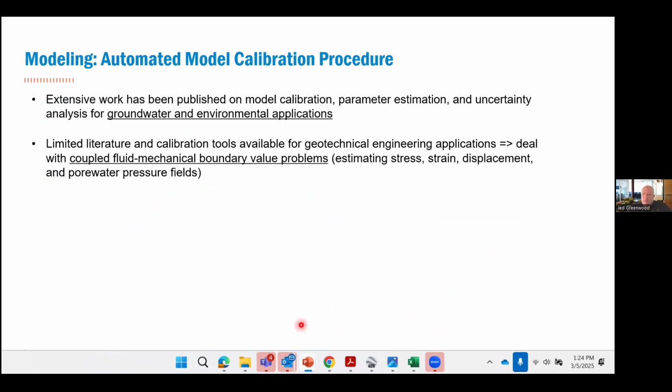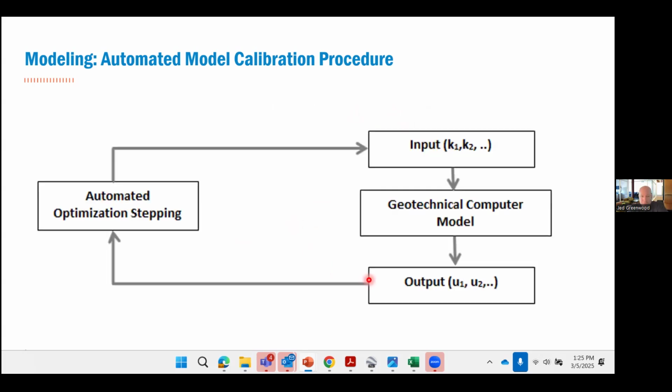And I want to talk briefly about the automated model calibration procedure that we used here. There's a lot of research that's been done and published on model calibration, parameter estimation, primarily for groundwater and environmental applications. When it comes to the geotechnical side, there's less, especially if we're dealing with deformation. So if you're trying to calibrate the stiffness along with other things such as permeability, there's not as much literature on that.